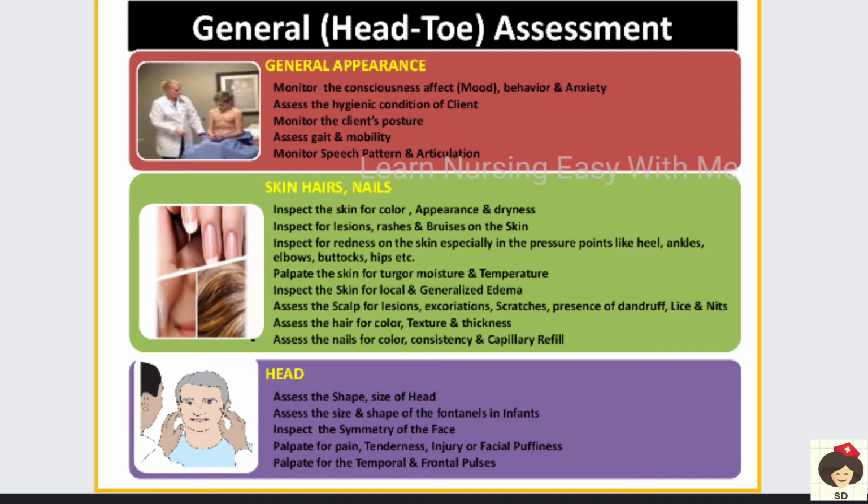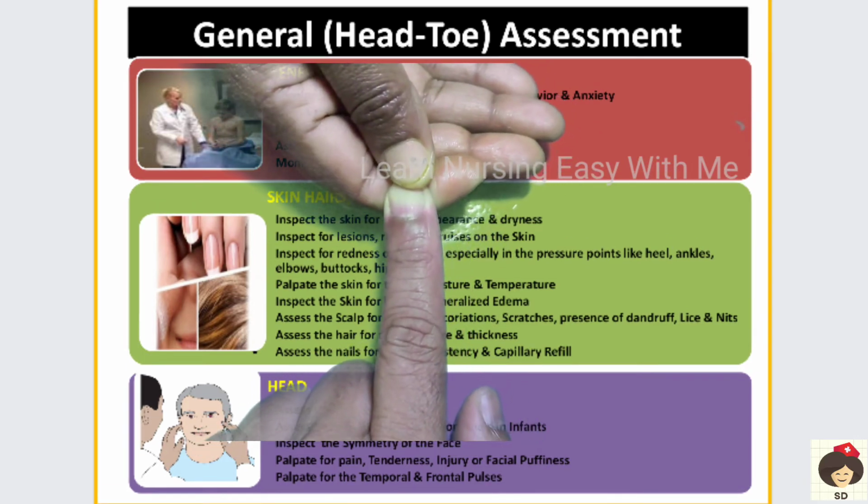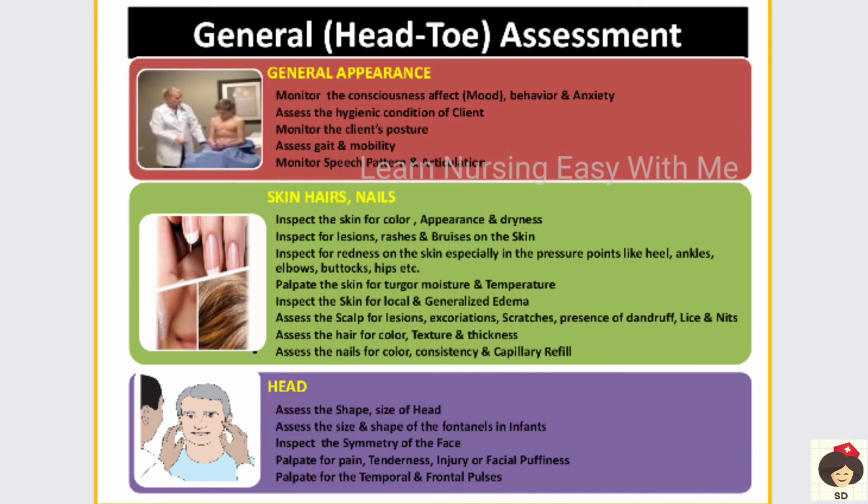And for the nails, you have to check for color, consistency and capillary refill, okay. Capillary refill is when you press the nail beds, the nails will become white in color. When you release it, immediately, within 3 seconds, the nail beds should be red in color, okay.